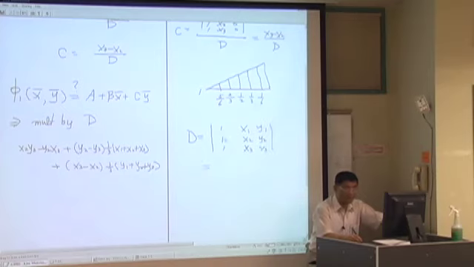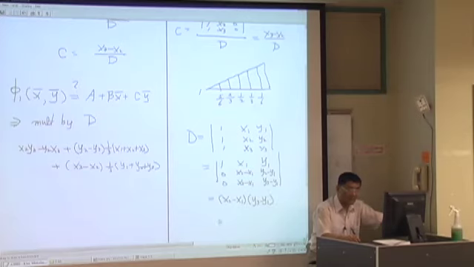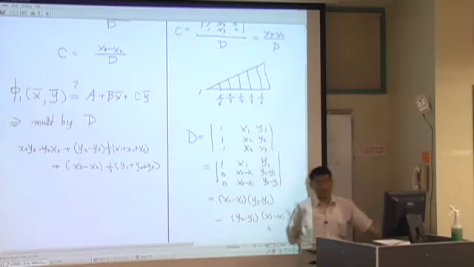Then the calculation gives us, I will subtract the first row from the second and third rows. So the first row stays as it is, and I subtract the first row from the others. Because of this, it's nothing but x2 minus x1, y3 minus y1, and then minus y2 minus y1, and then x3 minus x1, right? So nothing but just linear algebra, right?